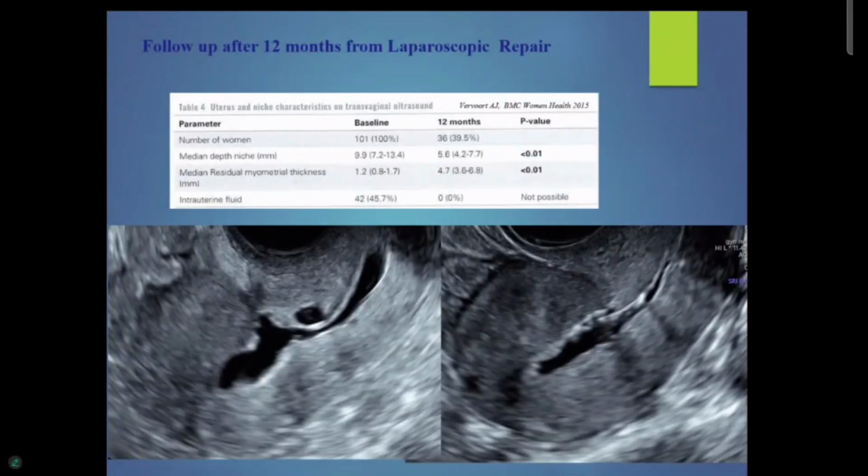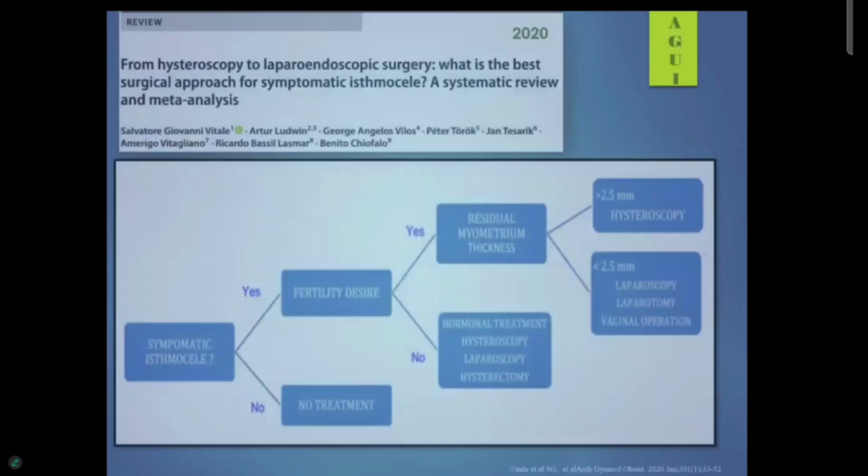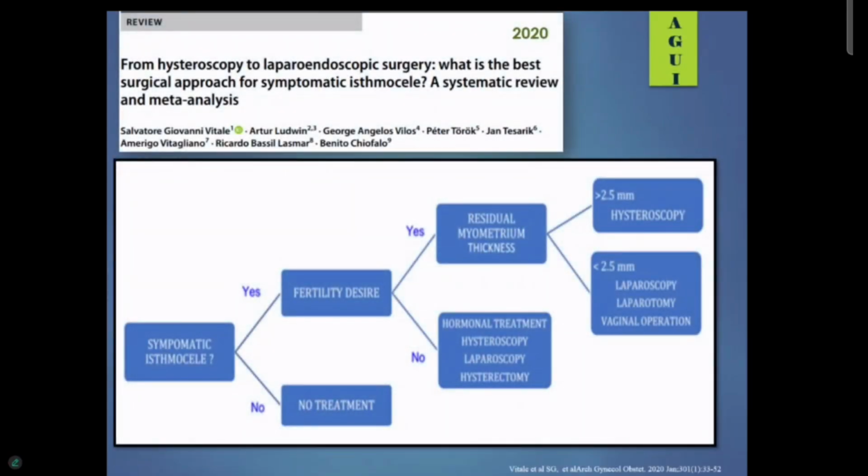There's no niche visible, and this was a laparoscopic repair. Next slide. This is basically an algorithm. Is the patient symptomatic? If fertility is desired, you assess the RMT. If greater than 2.5 millimeters, roughly between 2 and 3, you can consider hysteroscopic resection, versus if it's very thin, to reduce the risk of bladder injury and uterine perforation, consider other closure techniques. Next slide.